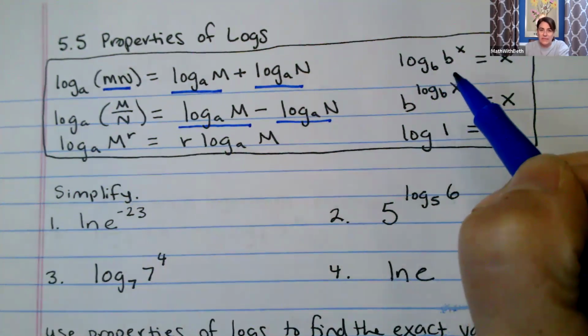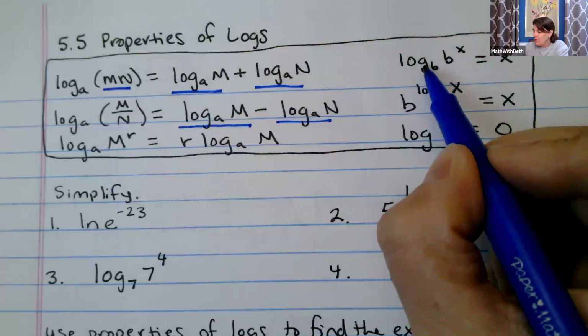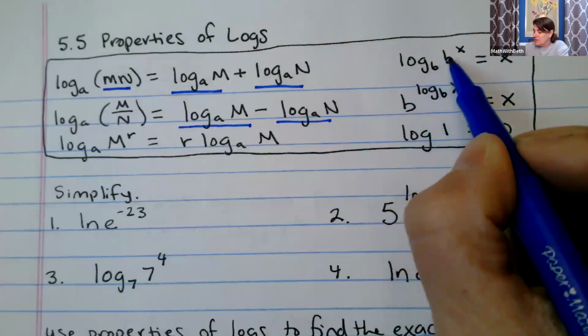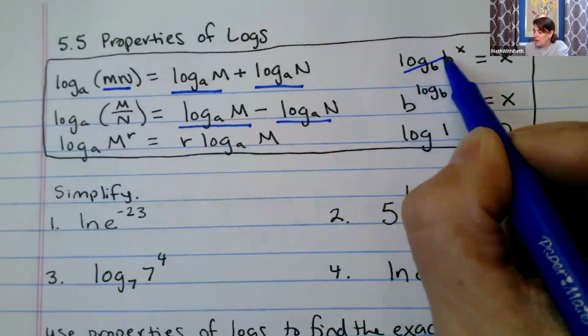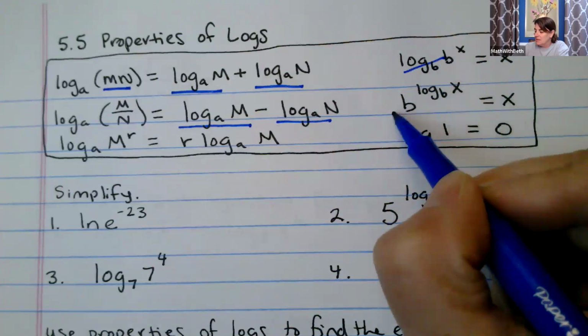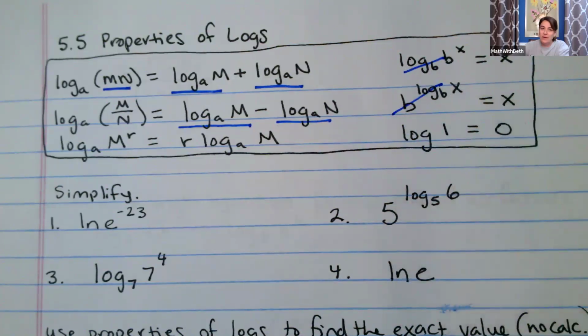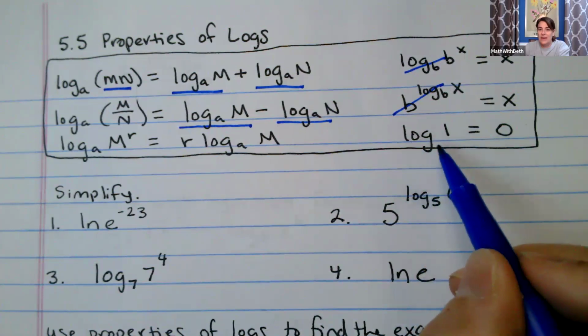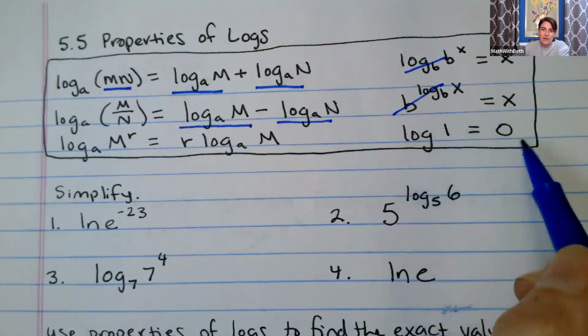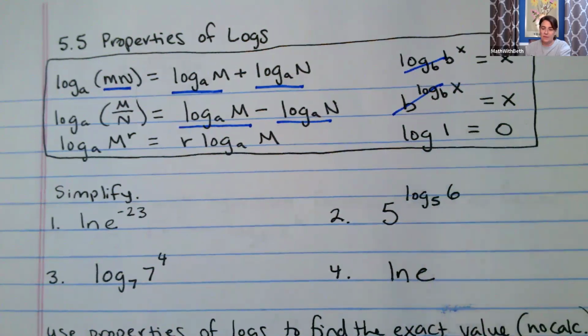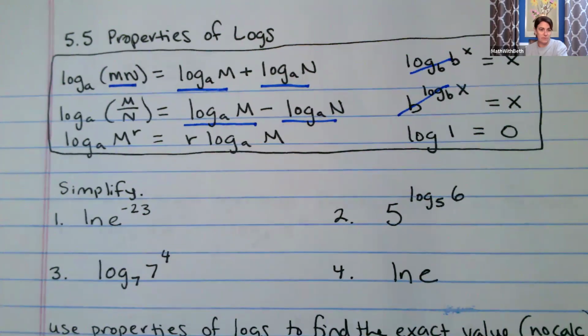And then we saw this in the last video, that if you have a log of a base to the same number, basically that wipes out and you have just x. Same with this type of thing. And then log of any base of 1 is 0. So we'll refer back to those.